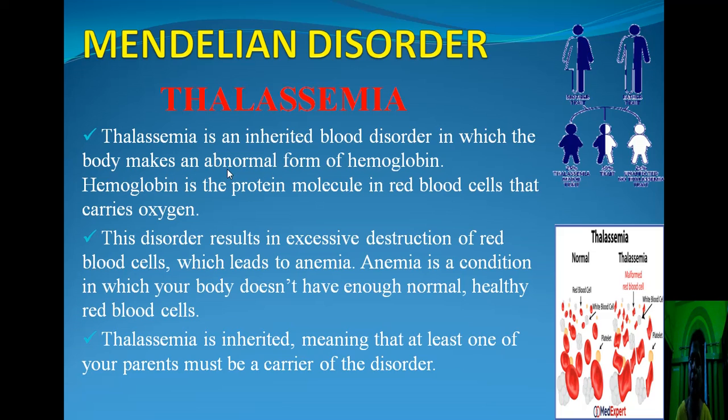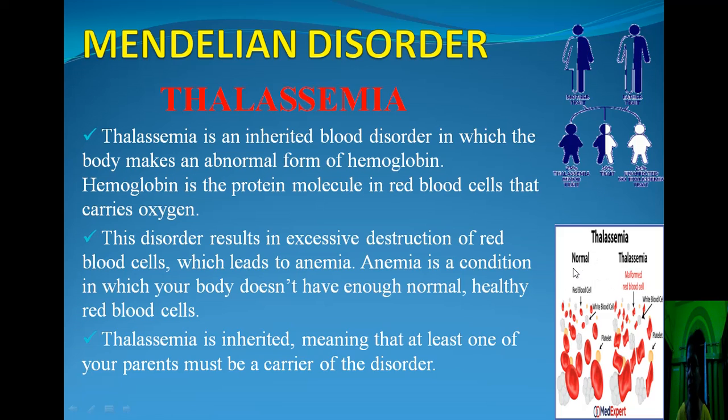In this diagram, you can see the parents are carriers. This parent contains one gene, and this parent contains one gene. If the two recessive genes come to a single child, in that case, the child will become thalassemic. If the dominant genes come to the child, then the child will be totally normal. If one dominant gene and one recessive gene come from the two parents, in that case, they are known as the carriers.